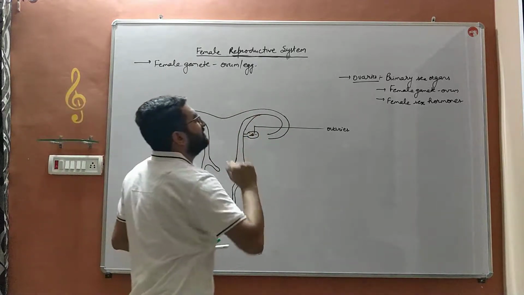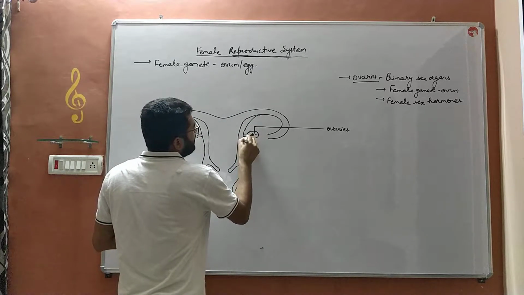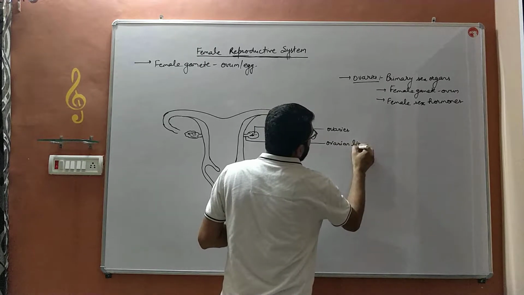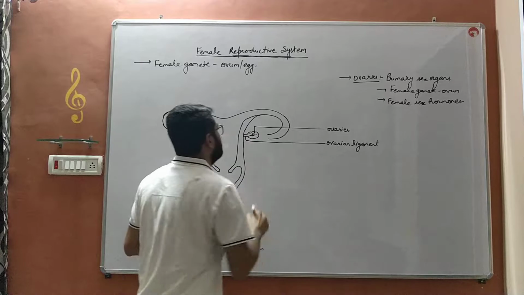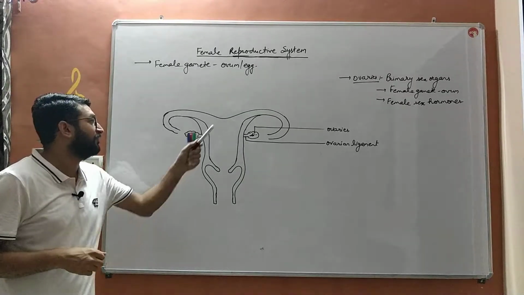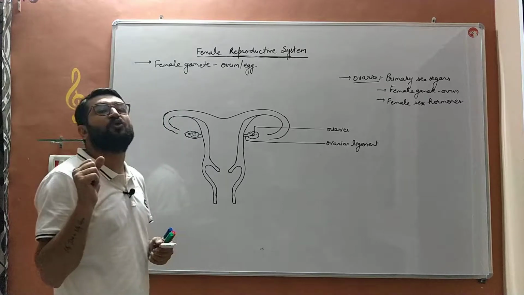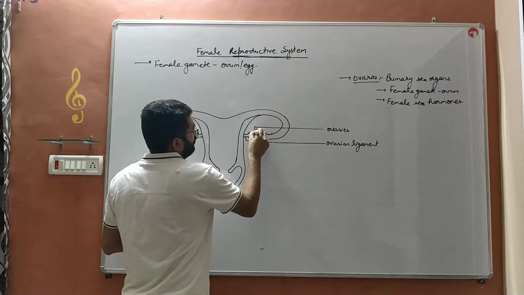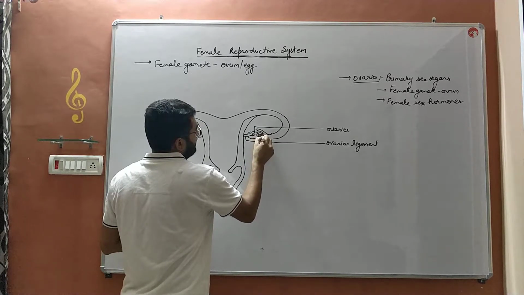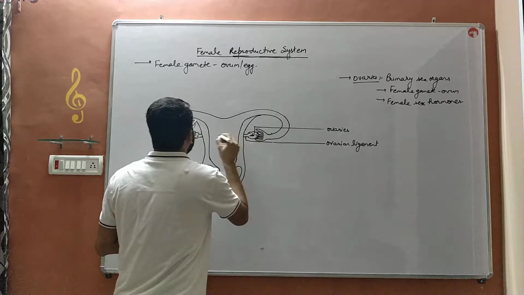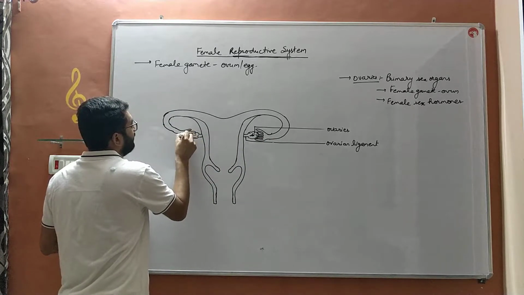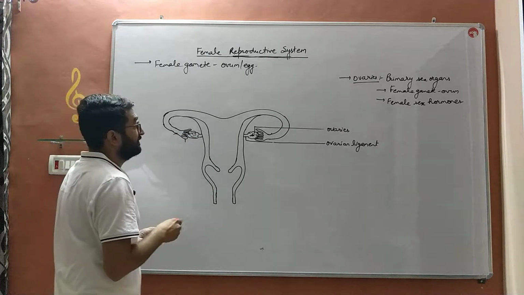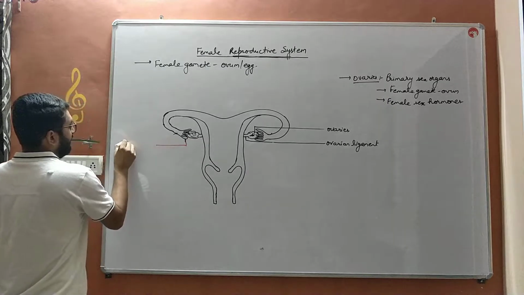For that, the ovaries are responsible as well. These ovaries are attached by the help of a ligament which is known as ovarian ligament. That ligament by which the ovaries are attached to the wall of the uterus is known as ovarian ligament. Then there is a fallopian tube. This fallopian tube has finger-like projections. These finger-like projections are known as fimbriae.